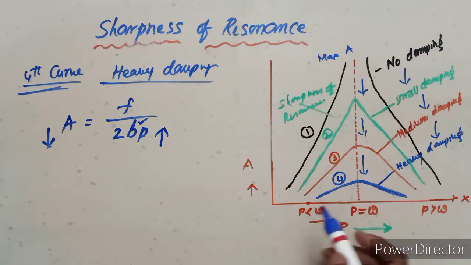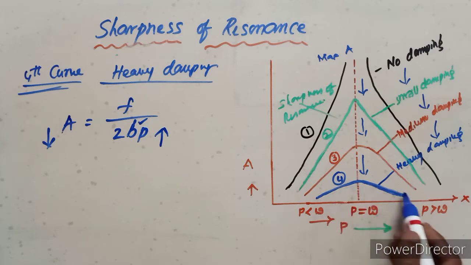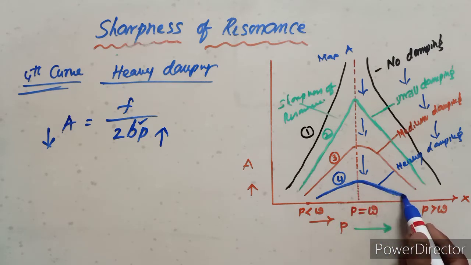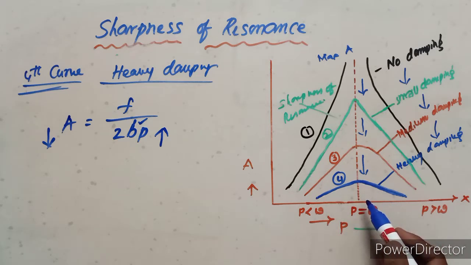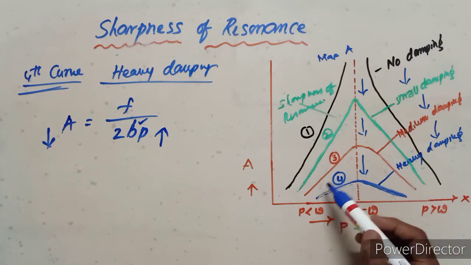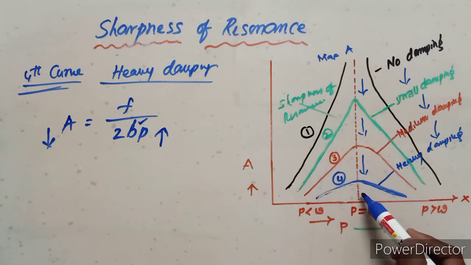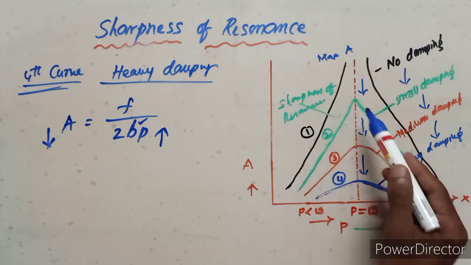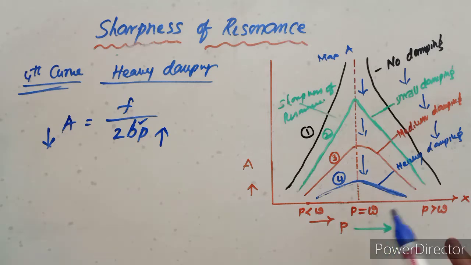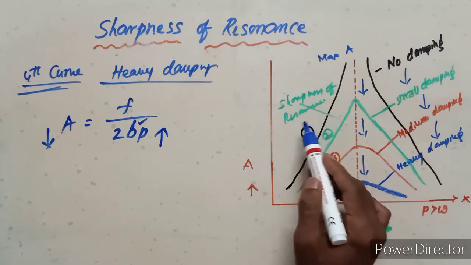The fourth curve is the heavy damping, with a very small amplitude that falls down. So this is the flat curve, compared to the first curve, which is the sharp curve compared to all cases. This is the sharpness of resonance.